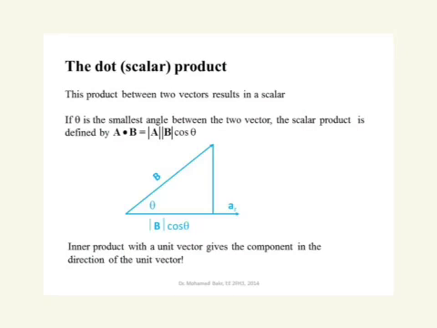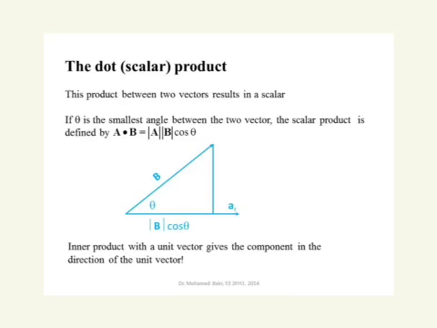In the last part of this lecture, we'll discuss two types of products of vectors, and they are very important in electromagnetics. Because very often in electromagnetics, we need to determine the component of a vector in the direction of another vector, or the component of a vector tangential to a plane, or the component of a vector normal to a plane.